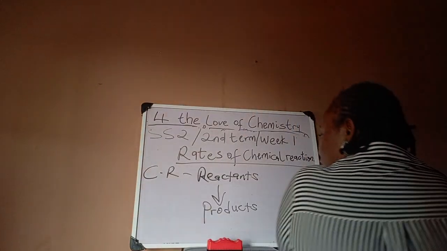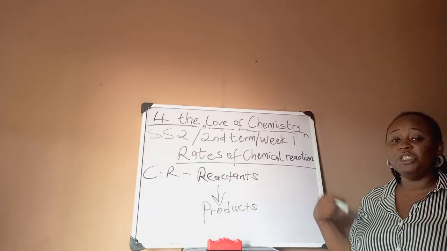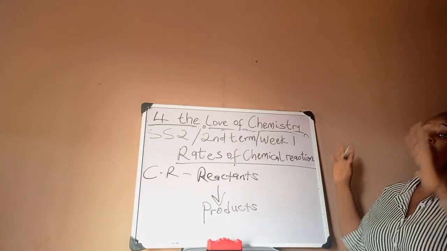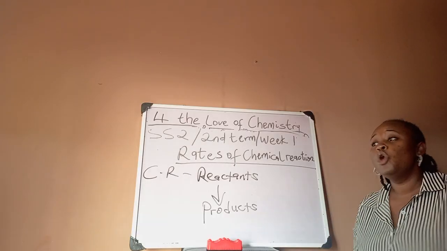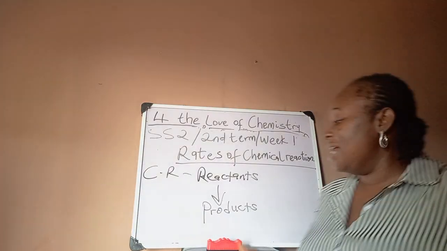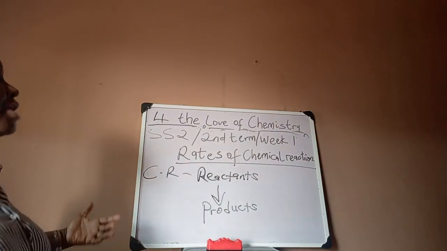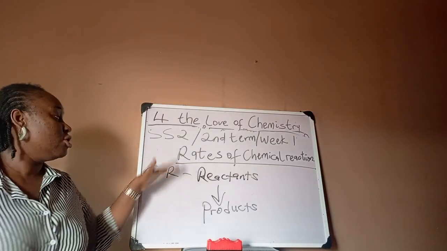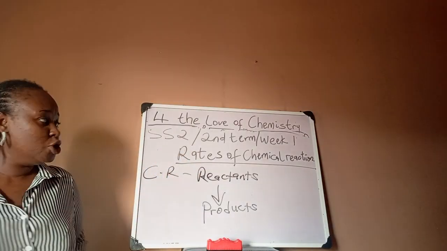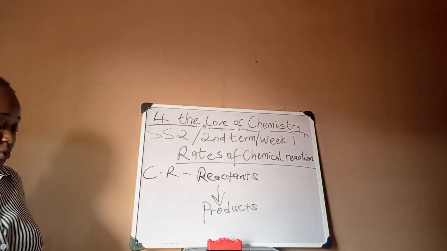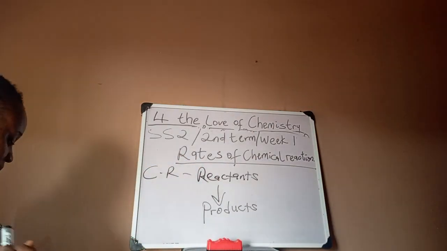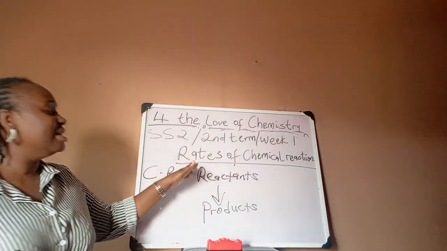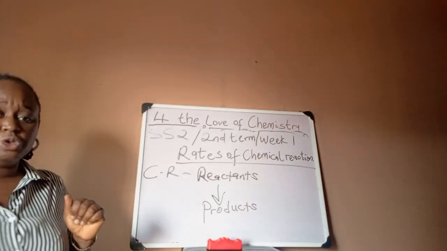Because the chemical reaction involves the reactant, which is the substance that starts the reaction, and the product, which is what we get at the end of the reaction, we know without any doubt that a chemical reaction will take place per unit time, because it is not when the reaction starts that all the reactants are converted to products. That is why we talk about the rate of chemical reaction. The rate of chemical reaction deals with how long it takes for the reaction to occur, so how long it takes before these reactants begin to change to products.